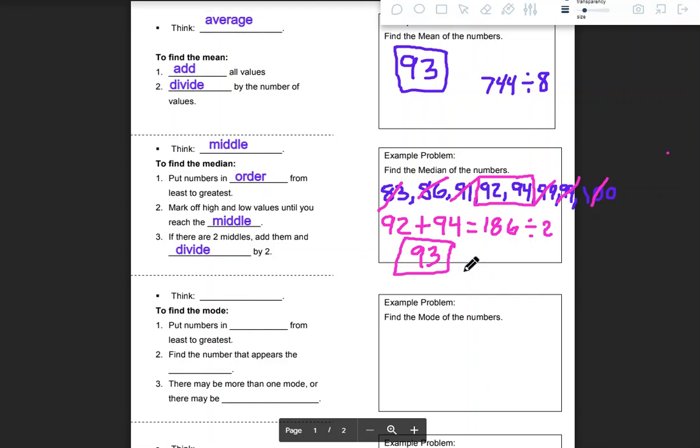Median is our middle number. So you put them in order from least to greatest, and you find the middle number, and then that is our answer. So let's do one more quick one. Let's say I had 1, 2, 4, 8, 9.